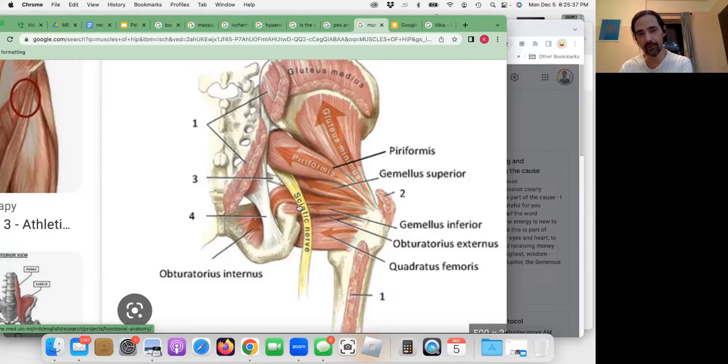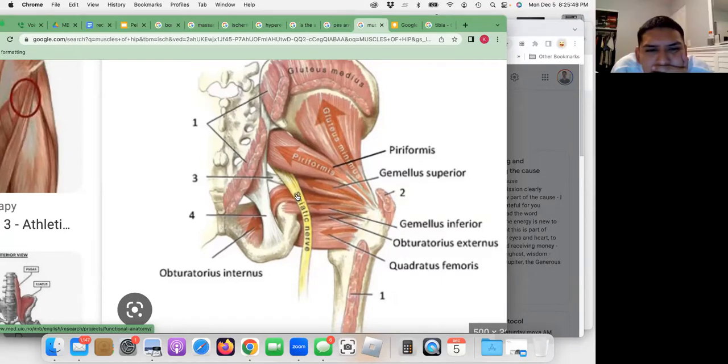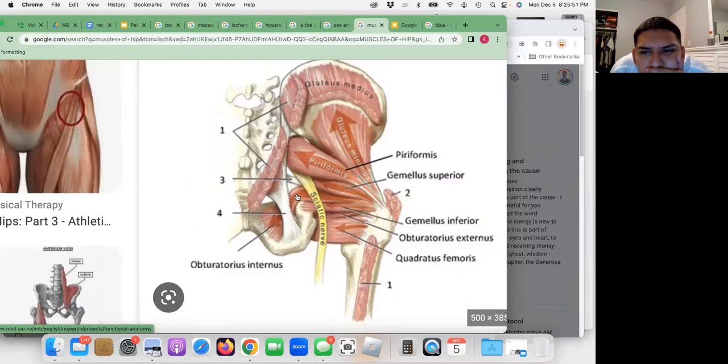Okay, what nerve, I'm going to put my cursor over so you can't see it. What nerve passes underneath the piriformis? It's an important one. The sciatic nerve. The sciatic nerve, that's right, the sciatic nerve.